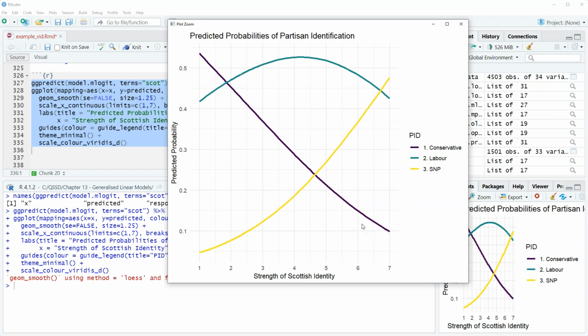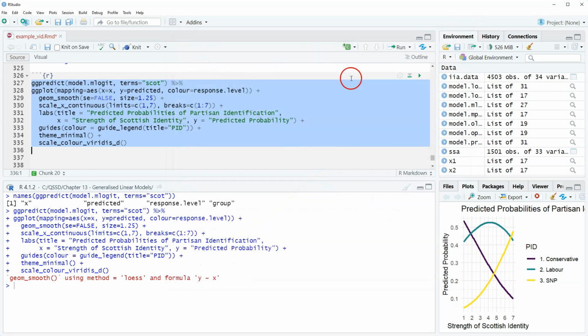I also include in the chapter a way of adding a second variable that is a lot more code, and there's a lot of nuance in interpreting it. I'm going to leave it on the page instead of the video here. So that's it for this.